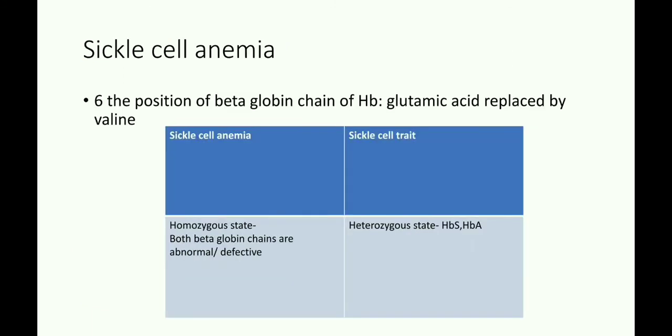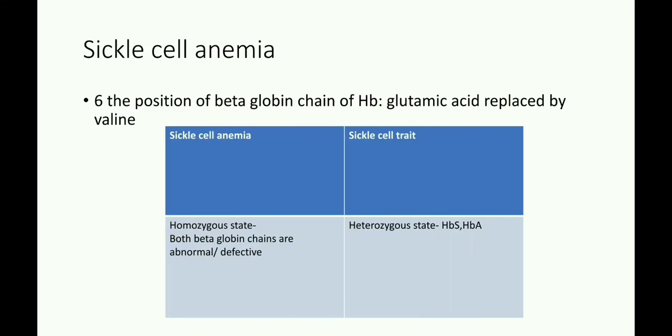Now let us see sickle cell anemia. Till now we have been discussing thalassemia, where there is a quantitative defect in the hemoglobin. In sickle cell anemia, there is a qualitative defect in the hemoglobin, where in the beta globin chain at the 6th position, glutamic acid is replaced by valine. Here you can get two forms: it can be sickle cell anemia or it can be sickle cell trait.